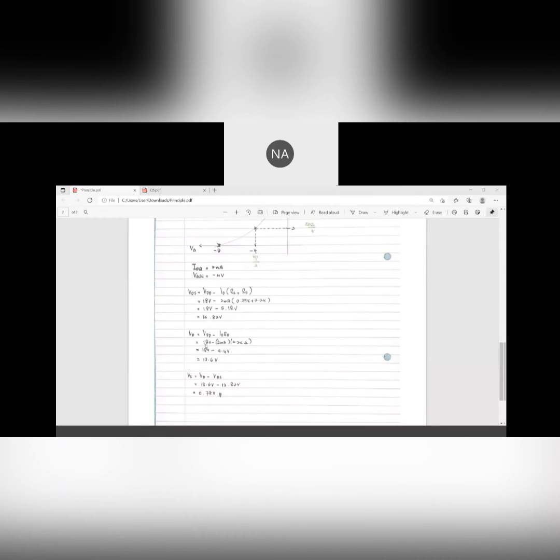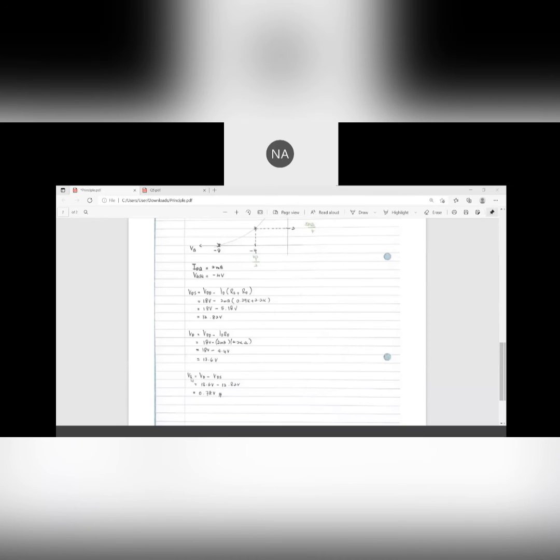So the VDS is 18 volt minus 5.18 volt, which is equal to 12.82 volt. For VD, it is VDD minus IDRD. VDD is 18 volt minus ID, 2 milliampere, times 2.2 k ohm, which is equal to 18 volt minus 4.4 volt, equal to 13.6 volt.